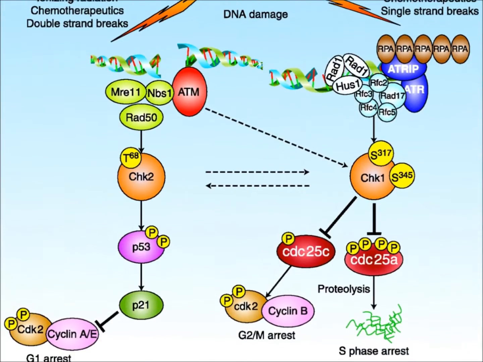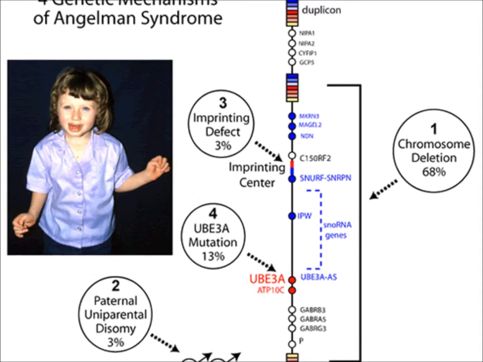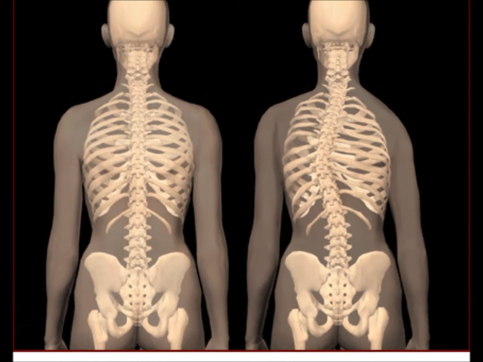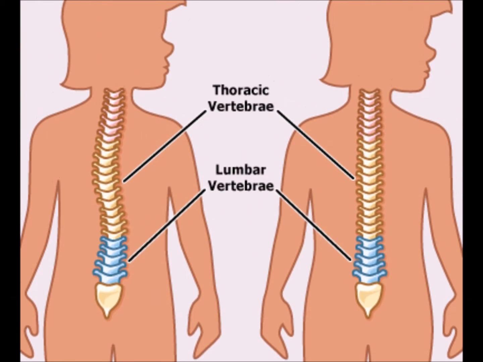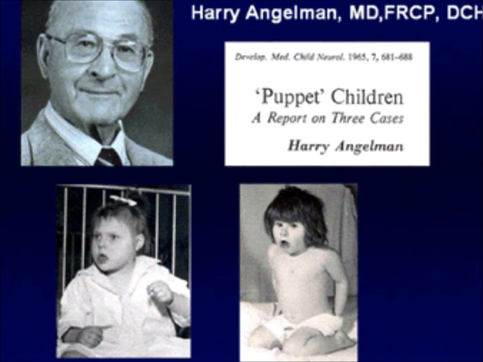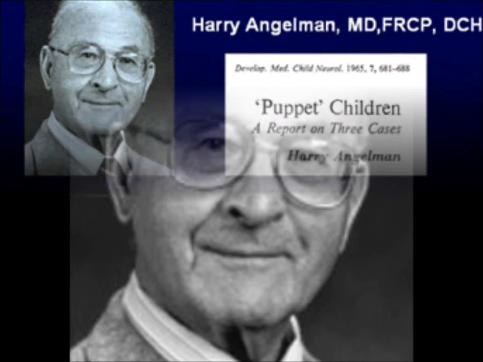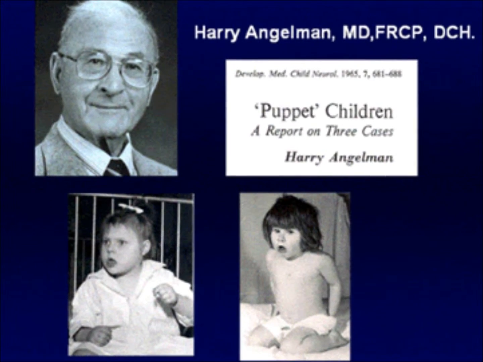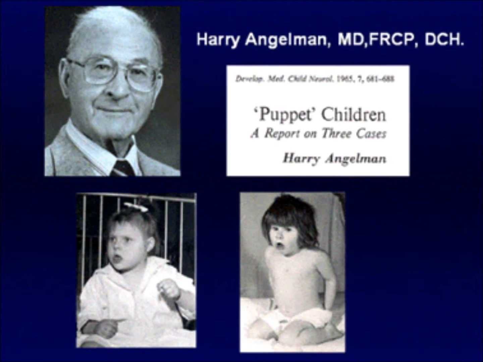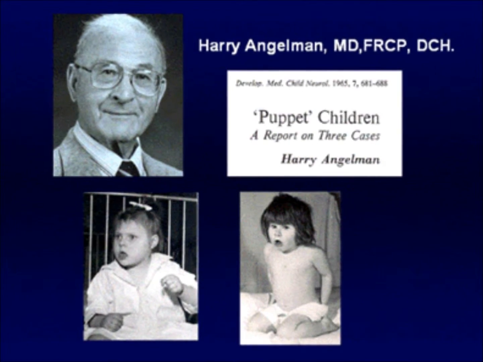Angelman syndrome affects an estimated 1 in 20,000 people, and Dr. Harry Angelman is one of the people who found and described this syndrome in 1965. Although there is no cure for this disorder, some symptoms can be treated with physical therapy, occupational therapy, and speech and language intervention can help children.